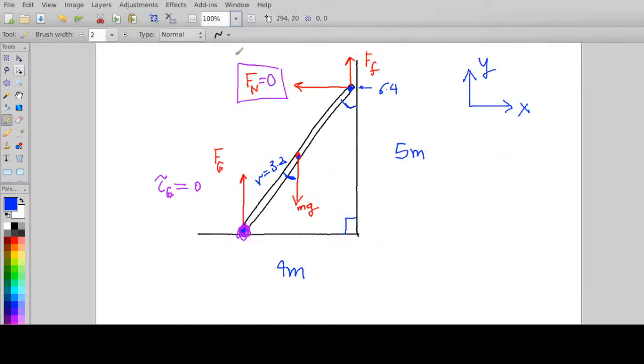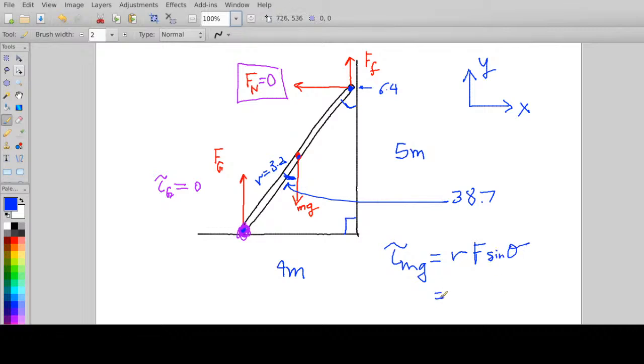If we switch back to the angle right in here, that one is 38.7. Let me just check that number again. Yeah, 38.7. Now, why did we need that? We're going to do tau due to mg, which is going to equal r F sine theta. r we know is 3.2.